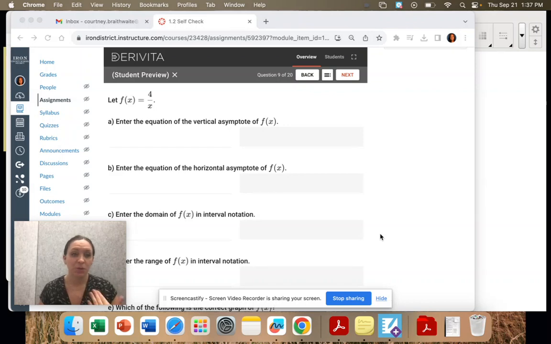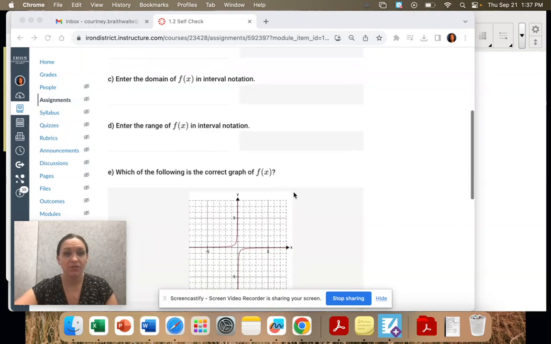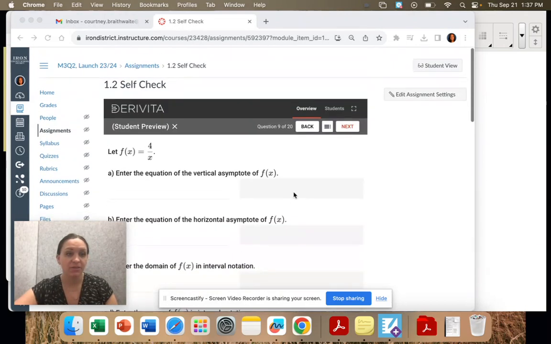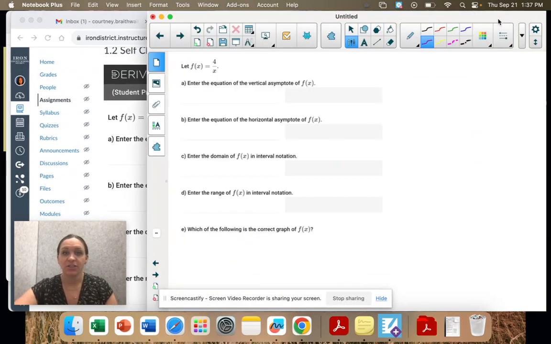So number 9, we're putting everything together. We want to find the asymptotes, the domain and range, and then pick the graph. Okay, so this one, let's just start at the top.